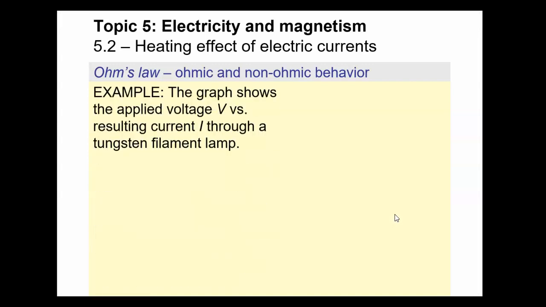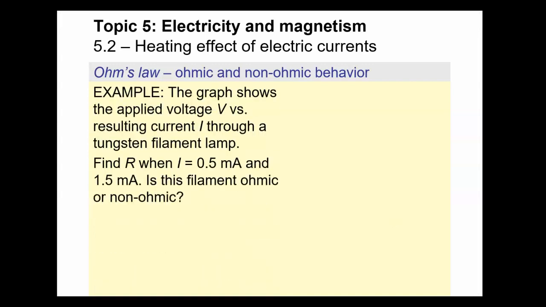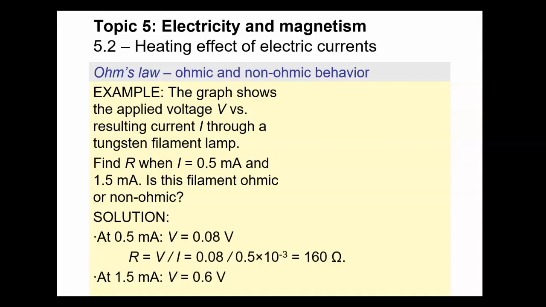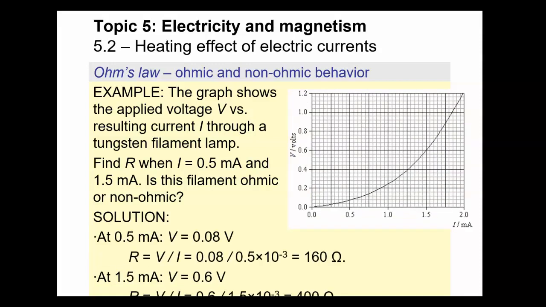Okay, I just want to do a quick example. Take a look at this example here. We're given a VI graph. For some reason, they gave us the answers before giving us a graph. That's fine. But this is an IB question. It basically says the graph shows the applied voltage V versus resulting current I through a tungsten filament lamp. Find R when I equals 0.5 milliamps and 1.5 milliamps. Is this filament ohmic or non-ohmic?